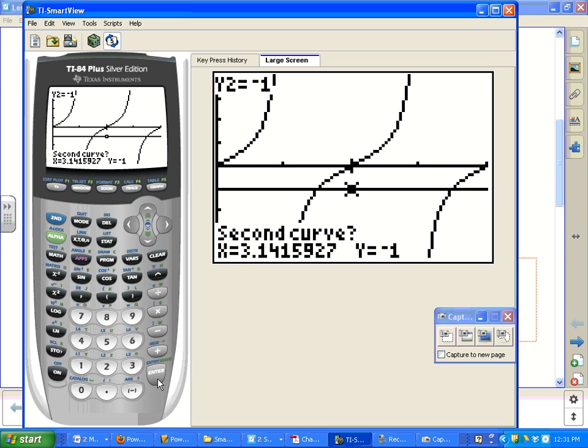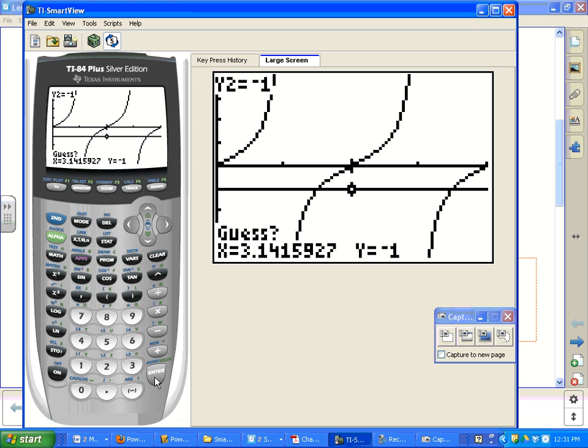Now, I have a question for you. How come it went to that point there first? Anybody know? When I first hit enter for intersection, why did it go there first? Because it's in the middle, exactly, okay? One of the things that the graph is always going to do when you hit trace, or anything that involves trace, is that it's going to go right to the middle of the graph, the x-axis, right away. Okay? So there's our second curve.